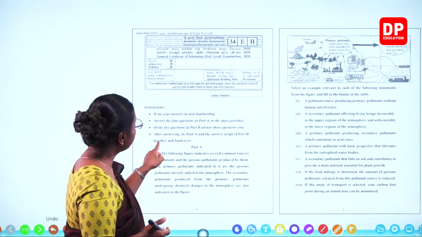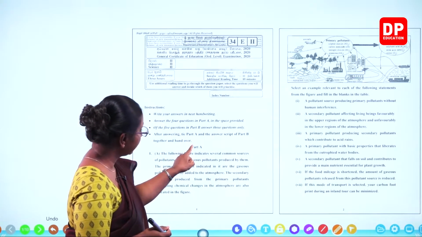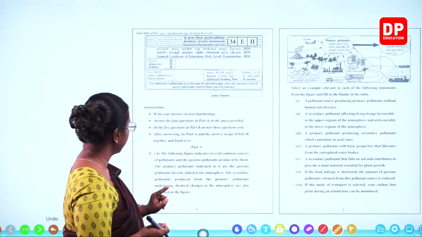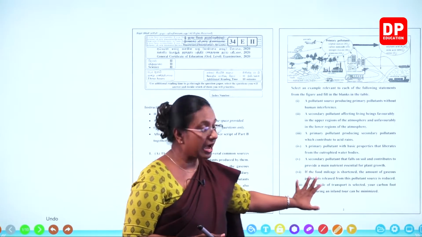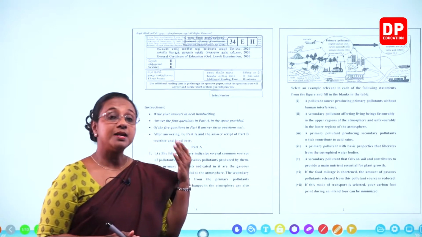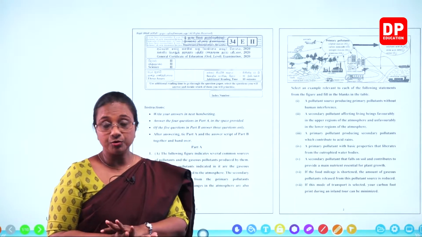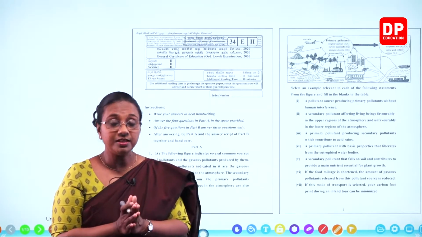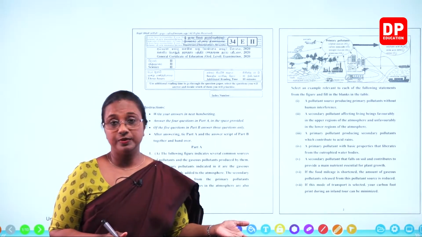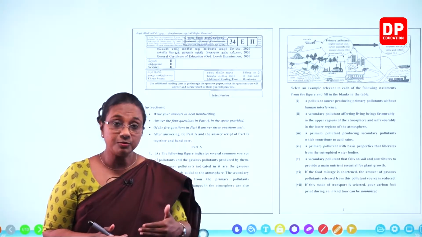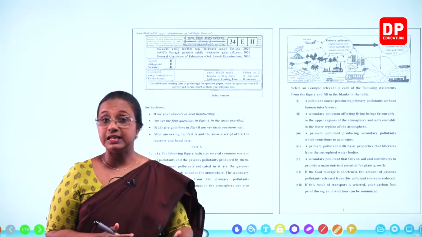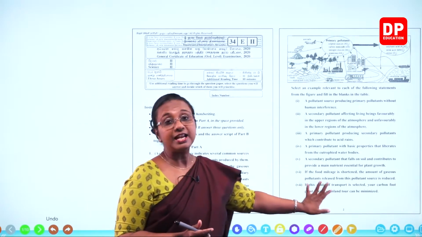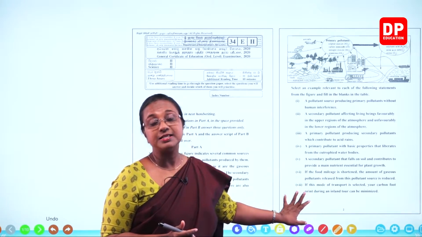Last one, after answering, tie part A and the answer script of part B together and hand over. So, part A you will be answering on the paper. Part B you will be answering in the booklet. You have to tie everything together and hand it over. If you need additional booklets to answer the questions related to part B, you can request it. But you will only get one paper of part A.